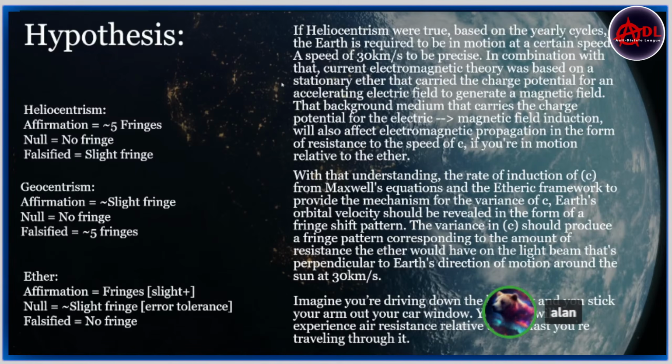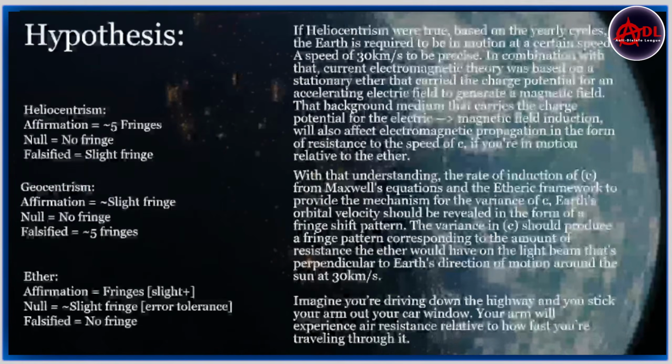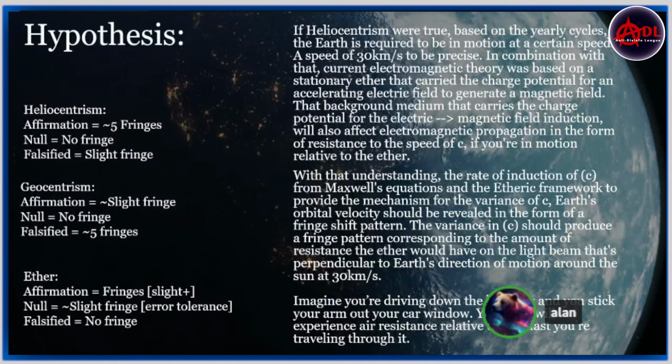That background medium that carries the charge potential for the electric to magnetic field induction will also affect electromagnetic propagation in the form of resistance to the speed of c if you're in motion relative to the ether. With that understanding of the rate of induction of c from Maxwell's equations and the etheric framework providing the mechanism for the variance of c, Earth's orbital velocity should be revealed in the form of a fringe shift pattern. The variance in c should produce a fringe shift corresponding to the amount of resistance that the ether would have on a light beam that's perpendicular to the direction of the motion around the sun at 30 kilometers a second.